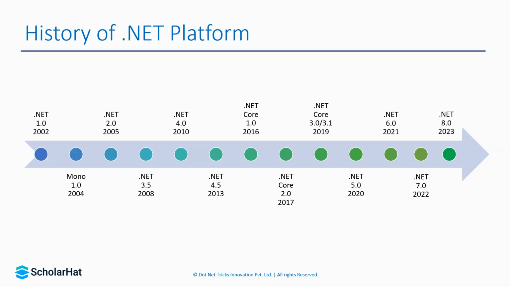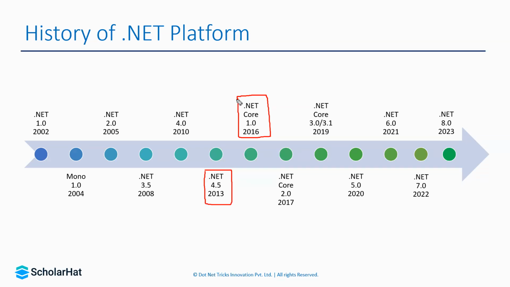Okay, so let's go to the topic here. As I said, till .NET 4.5, it was limited to running only on Windows-based machines. For the first time in 2016, Microsoft introduced a cross-platform version of .NET, which we can run on Windows, Mac, and Linux. And Microsoft is constantly evolving .NET Core.